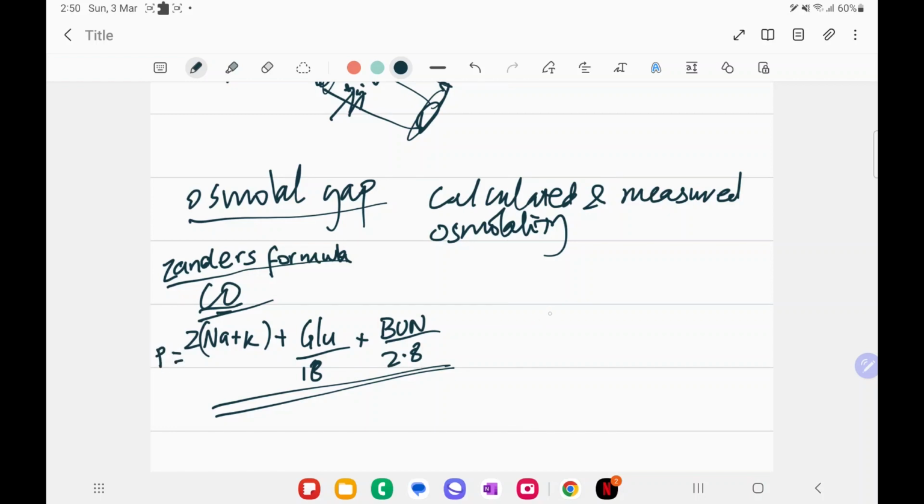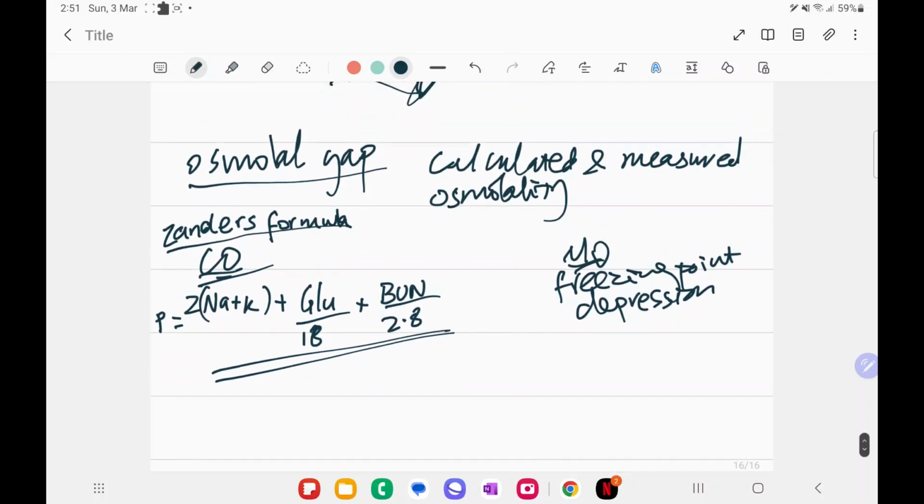Osmotic pressure is this. Now when you measure it using your freezing point depression technique, measured osmolality, then here you are going to get your value which will be a little higher. There will be a slight increase. So there isn't a perfect match between calculated and measured osmolality. And can you guess why? Because we are not taking into account every single molecule and ion over there.